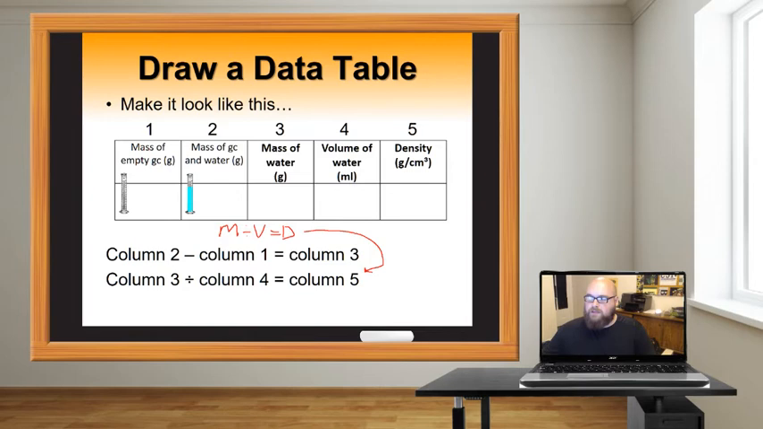If you're using liquids, you'll need to use column 1 and 2. If you're using something that is a solid, you just have to find its mass and its volume and then do the step here. So make sure that you copy all of this on page 26 of your journal.